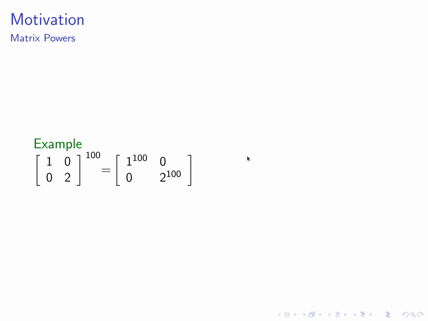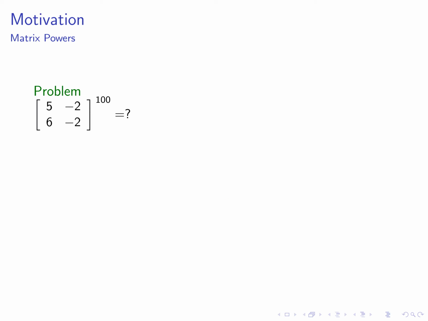All we need to do to raise this matrix to the power of 100 is take each of the diagonal entries and raise them individually to the power of 100. So the punchline here is that this problem is easy to solve, and the reason it is easy to solve is because the matrix in question is a diagonal matrix.